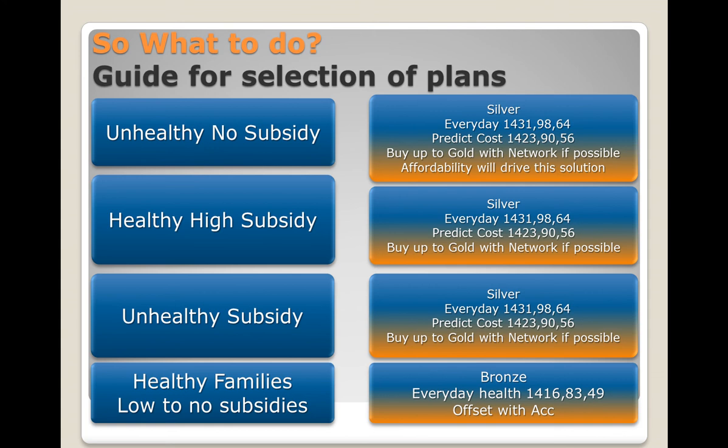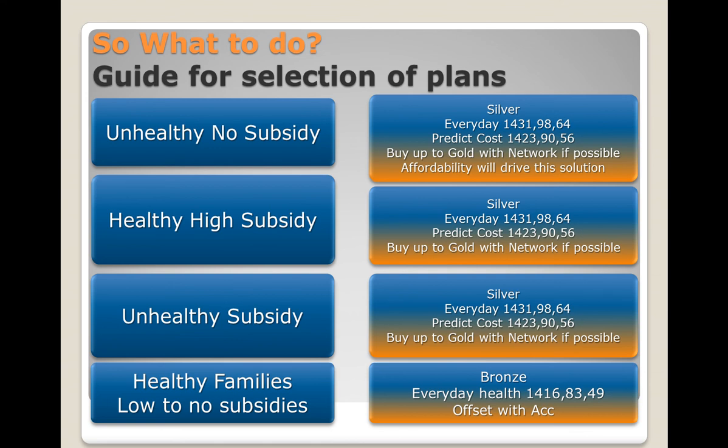But if you stay in the silver, the predictable cost is a great policy for people, and you'll see the numbers here. If they're healthy but they get a high subsidy, you want to try and, again, always buy up if they can. But the silver everyday or predictable cost plan is really going to be your best option. The everyday health plan is where you'll find those lower costs. And then if they're unhealthy, no subsidy, you definitely want to get with that predictable cost plan. If they could afford it, obviously try and get to one of those all copay plans if at all possible.